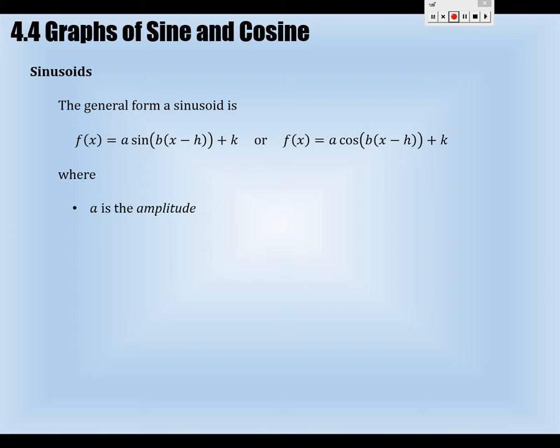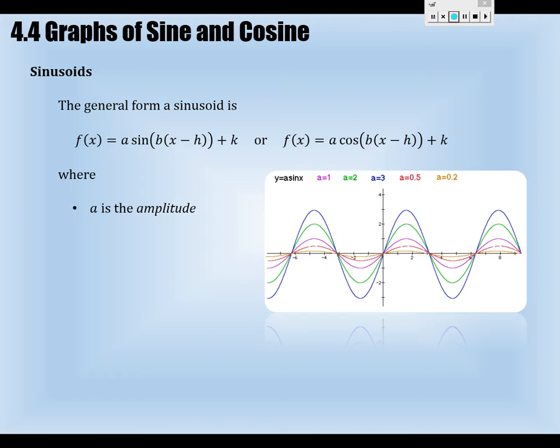A is the amplitude. Actually, it might be more accurate to say that the absolute value of A is the amplitude. We usually report the amplitude as being positive, even if A carries a negative sign. A has the power to do that kind of stuff. There you go.